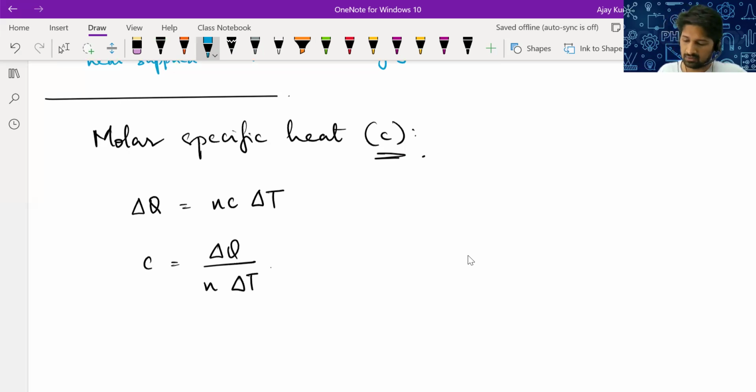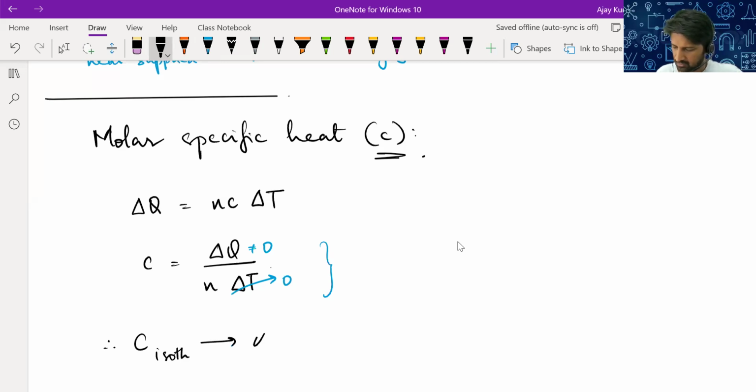Okay. So heat will be supplied. So numerator is non-zero, but temperature change will be tending to zero. Numerator is a significant non-zero value. Denominator tends to zero. Then what will happen to this fraction? Tell me quickly. Numerator non-zero, but denominator zero or tending to zero. What will C be tending to? Non-zero number divided by something tending to zero, the value will tend to infinity. Therefore, molar specific heat of an isothermal process tends to infinity.